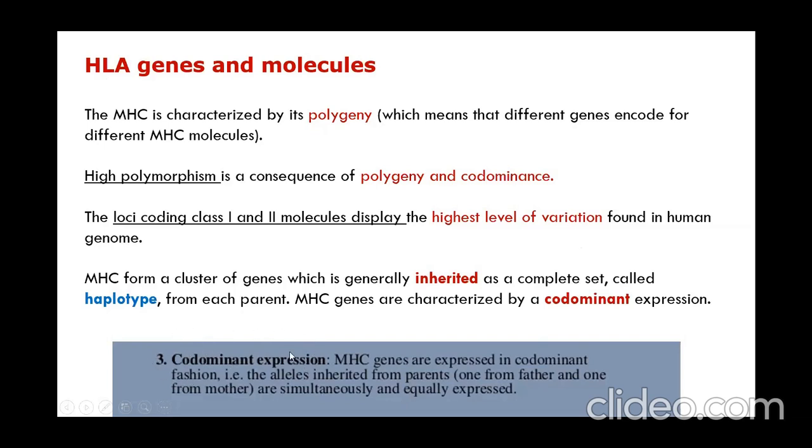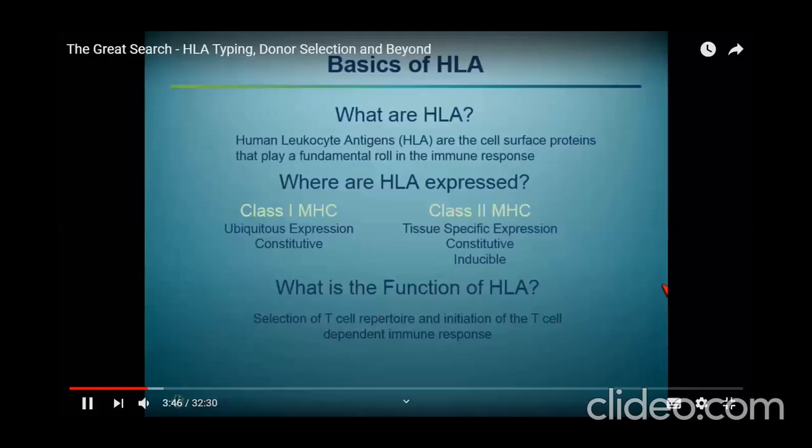What is codominant expression? MHC genes are expressed in a codominant fashion, that is, alleles inherited from parents, one from father and one from mother, are simultaneously and equally expressed. If the alleles from father and mother are not the same, they are different, which is why we call it a haplotype. And the difference doesn't mean favoritism, that the one coming from the father should be more dominant in expression and make the mother's recessive. It's not like that. They're simultaneously and equally expressed, making the regulation of MHCs completely controlled by genetics.